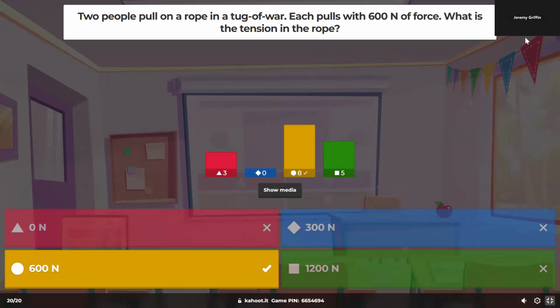So you did here. Most of you guys got that. All right, well, half of you got it. Yeah, 600 newtons. If everybody's pulling with 600 newtons, it turns out the tension in the rope would be 600 newtons. Actually, for something like this, I normally draw pivotal scenarios.